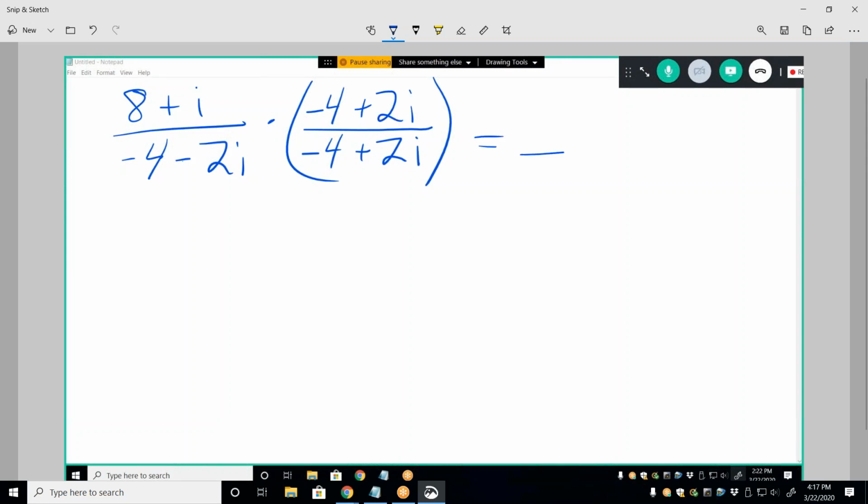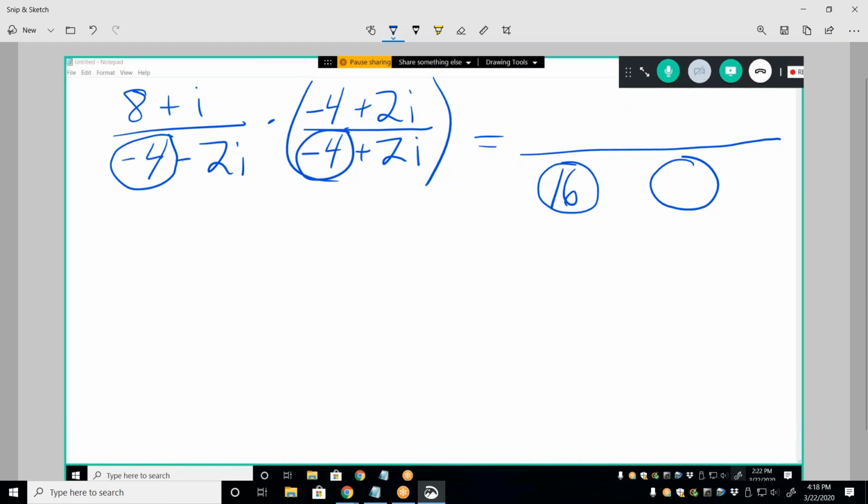Now, let's do the bottom first. So you see. Now, whenever you multiply something by a conjugate, you really only need the left term and the right term. The two middle terms cancel out always. Notice the two middle terms are going to be plus 8i and minus 8i. So they're just going to go away. So the only ones you really have to worry about are that times that. What's that? 16. And then minus that times that.